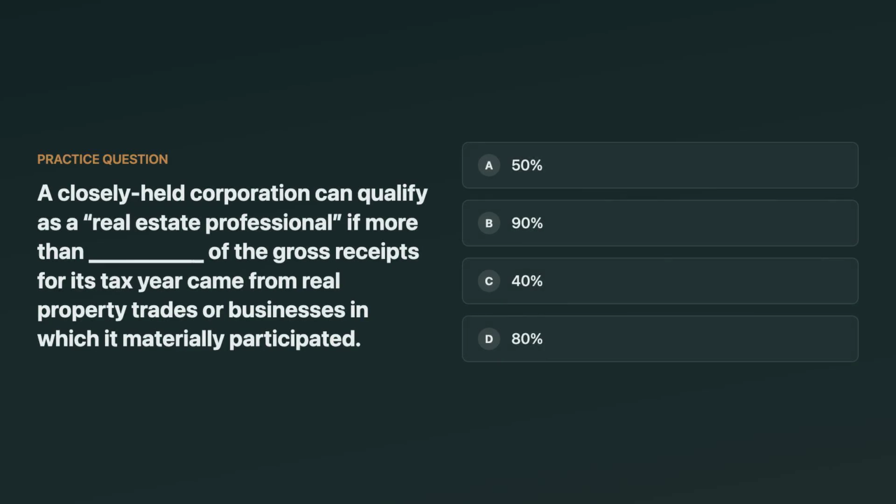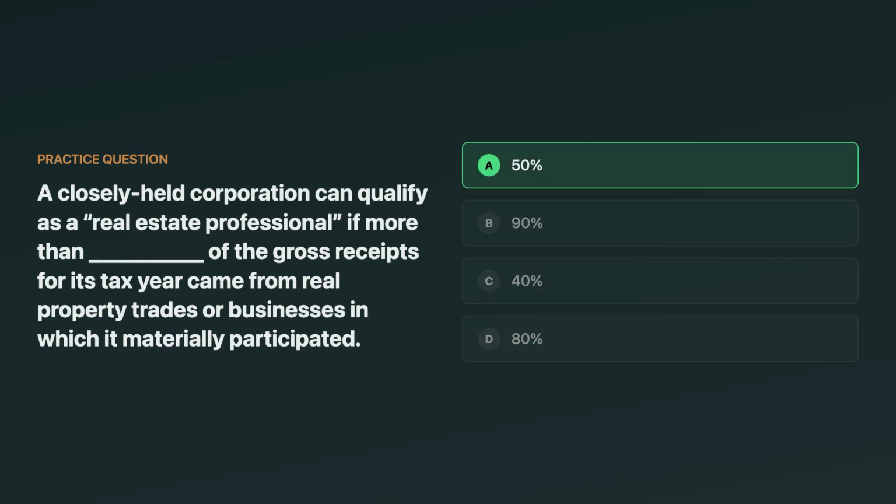A closely held corporation can qualify as a real estate professional if more than what percentage of its gross receipts for the year came from real property trades or businesses in which it materially participated? The options include 50%, 90%, 40%, and 80%. Think about it.